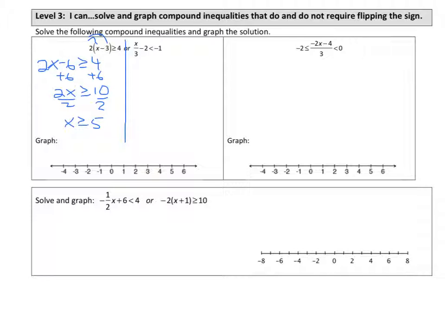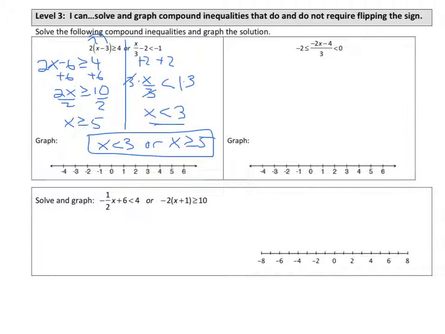Now I go to the right side and solve that inequality. So I add 2 to both sides, and I get x over 3 is less than positive 1. And since x is being divided by 3, to cancel that 3 out, I'm going to multiply both sides by 3. The 3's cancel, and I get x is less than 3. So now my answer will be, I start with my lower number, so I'm going to write this one first: x is less than 3, or x is greater than or equal to 5.